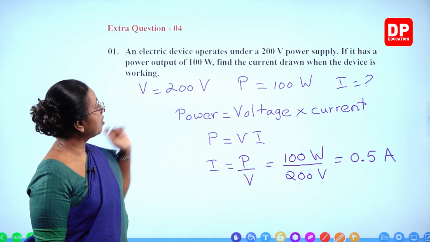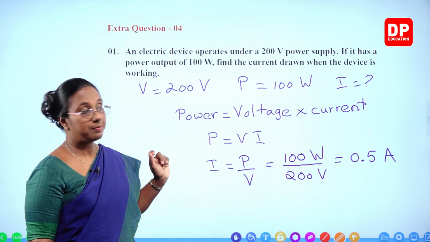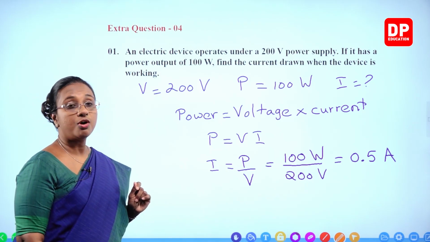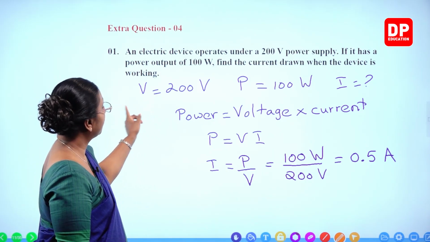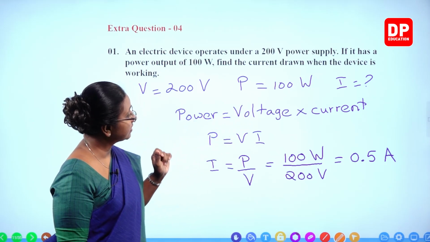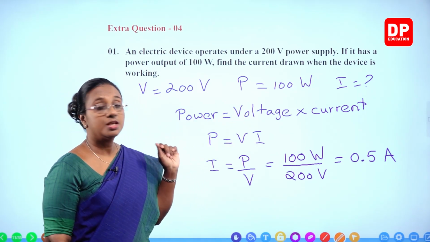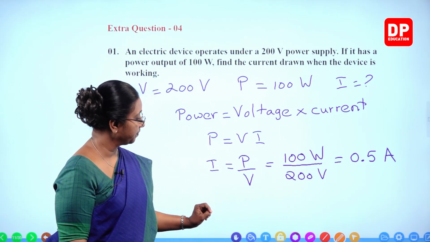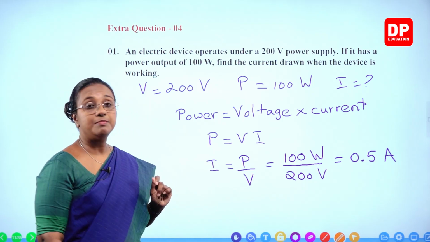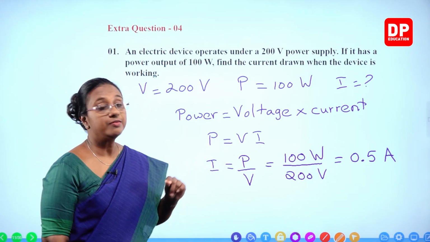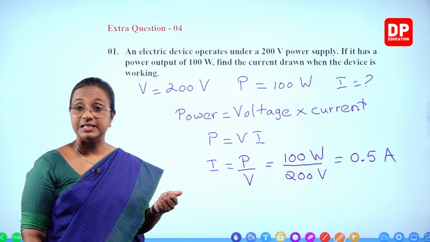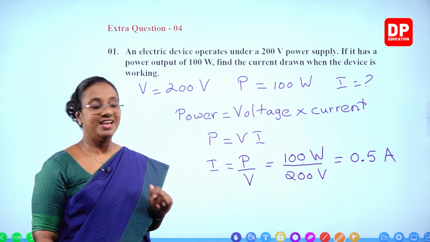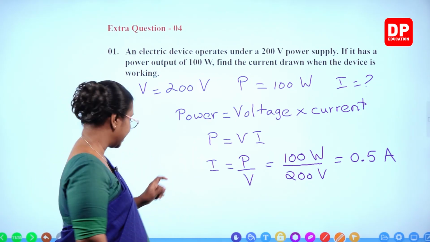An electric device operates under 200 volt power supply. If it has a power output of 100 watts, find the current drawn when the device is working. So voltage is given 200 volts, power is 100 watts. So power equals V into I. I is equal to power divided by V. So that is 100 watts divided by 200 volts. 0.5 ampere current is drawn by the device. I am sure you also have calculated it correctly. So with that, I am going to move on to the next slide.